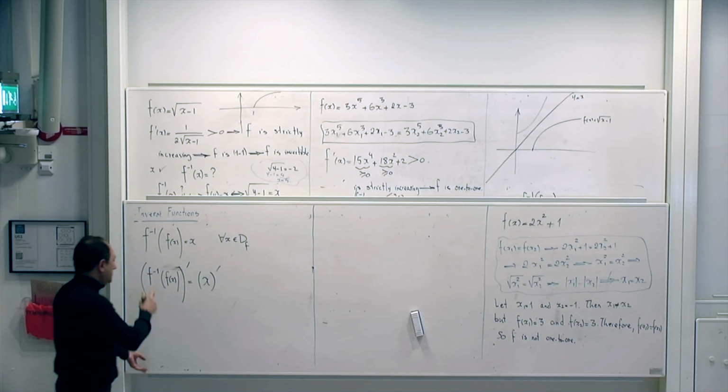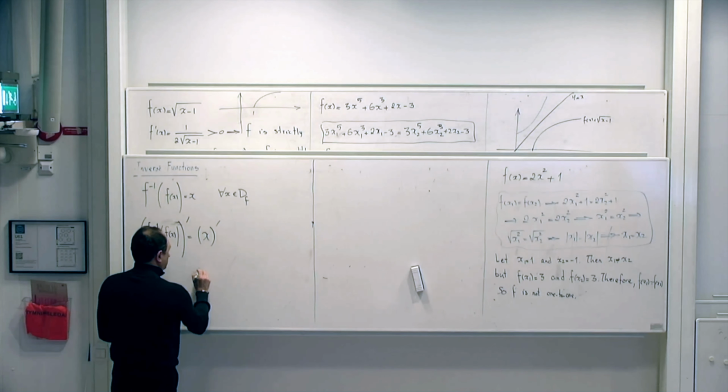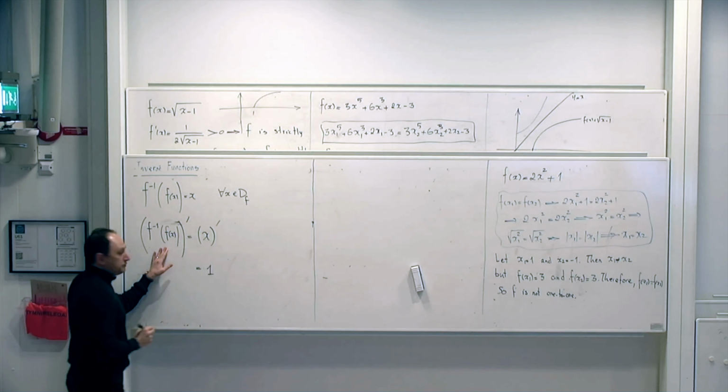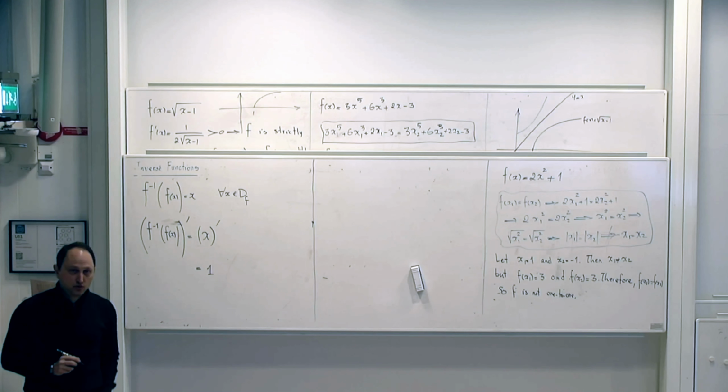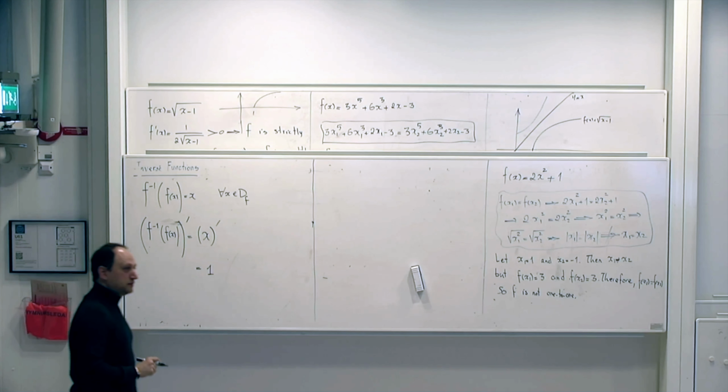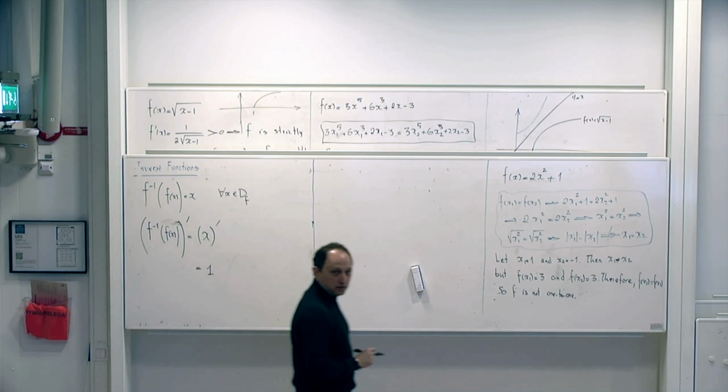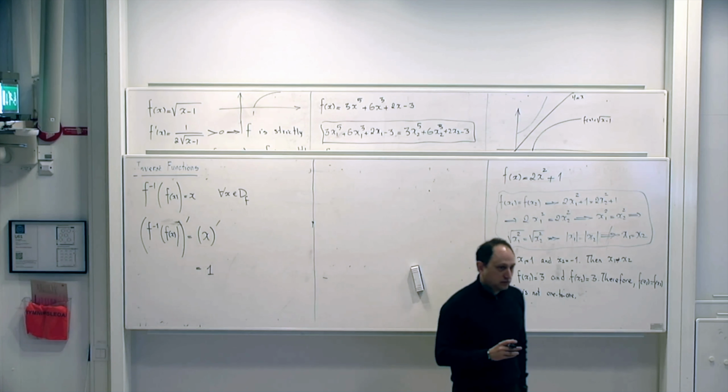The right-hand side is simple. What is the answer? 1. But I'm waiting for you a little bit. Can you just do it for me? Because it needs something from the previous lesson. We use the chain rule. Do you remember what the chain rule was?